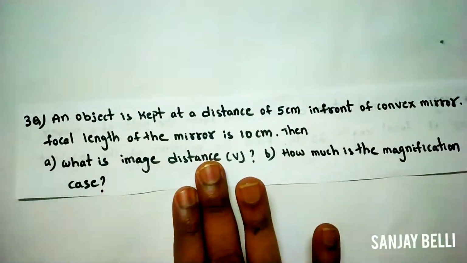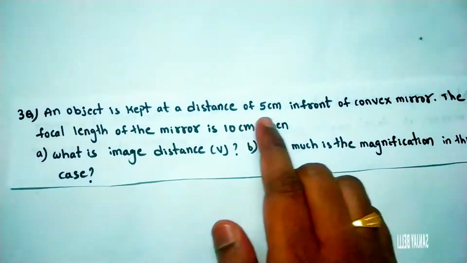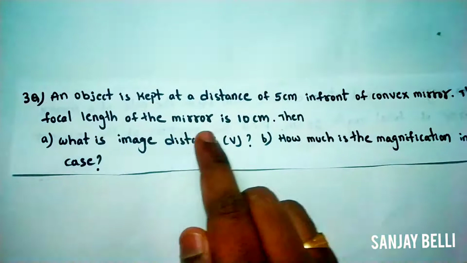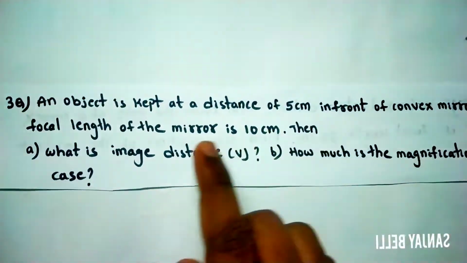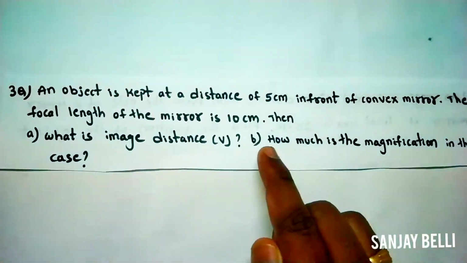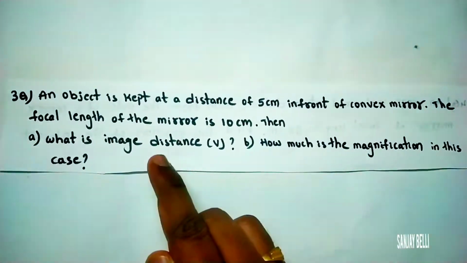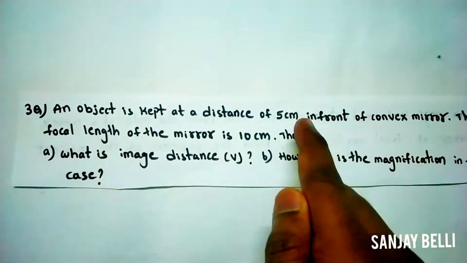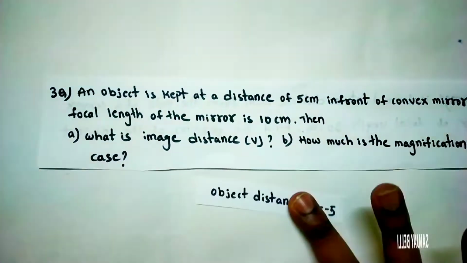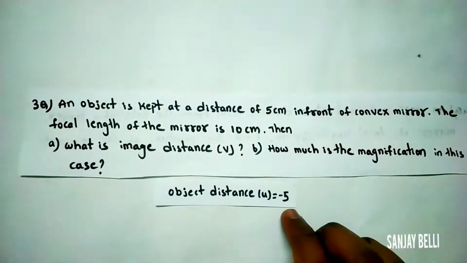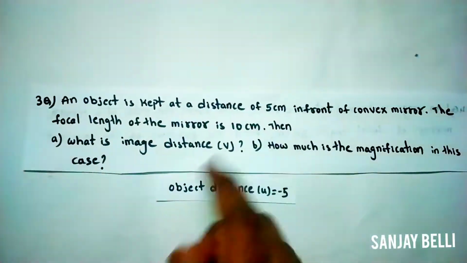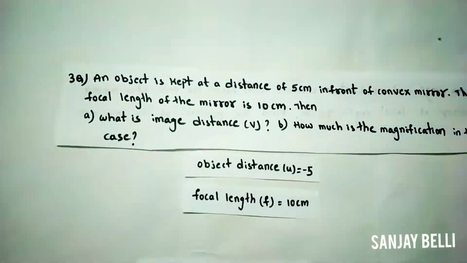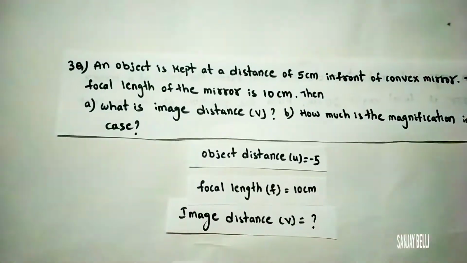Your third question: an object is kept at a distance of 5 centimeters in front of a convex mirror. The focal length of the mirror is 10 centimeters. Then what is the image distance? How much is the magnification in this case? So in this problem, the object distance is given as 5 centimeters, so object distance u equals minus 5 centimeters, and focal length is 10 centimeters, and it asks you to calculate the image distance and magnification.